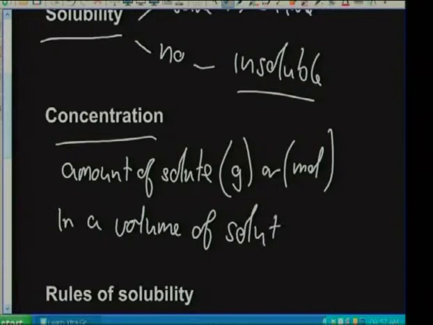Now notice it's not the amount of solvent, it's the volume of solution. That means we've got to be careful. We do the dissolving and we make up the solution to a certain volume. The reason is that sometimes when we dissolve things, the volume increases, and sometimes the volume decreases because of the spaces between the molecules. So we're not certain. It's easier to measure concentration in either grams or number of moles per volume of solution. Very important.